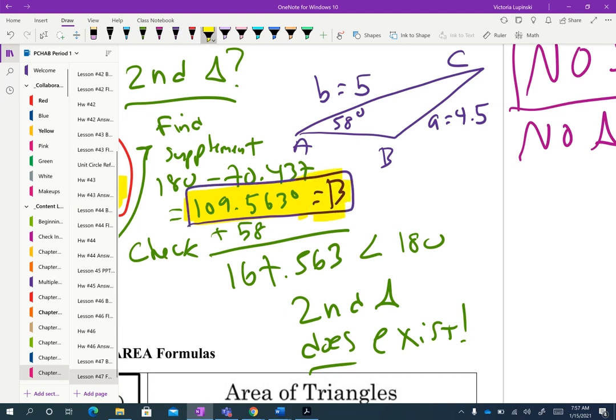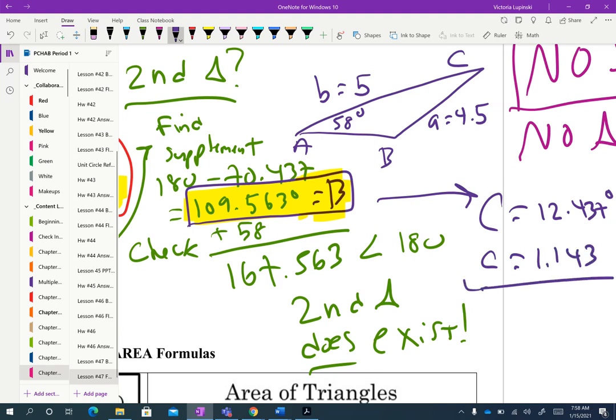So if there is a second triangle where angle B would be 109.563, you now have to finish solving this triangle. So you would have to do 180 minus 58 minus 109.563. That means your second triangle would have an angle C of 12.437. And then if you solve for little c, that would be equal to 1.143.